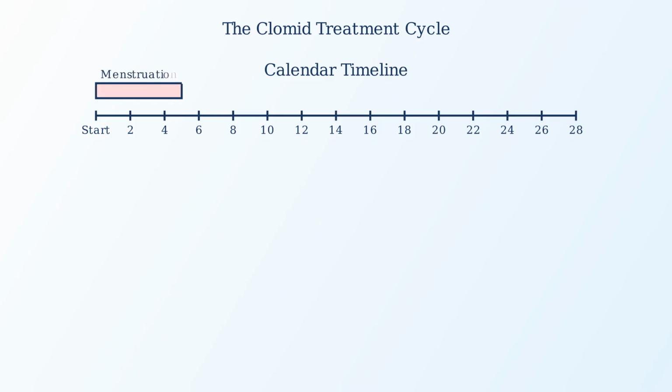Starting with day 1 of your cycle, which is the first day of menstruation, Clomid is typically taken from days 3 through 7. After completing the 5-day course of Clomid, ovulation is expected to occur between days 12 and 17 of your cycle, which is approximately 5 to 10 days after your last pill.